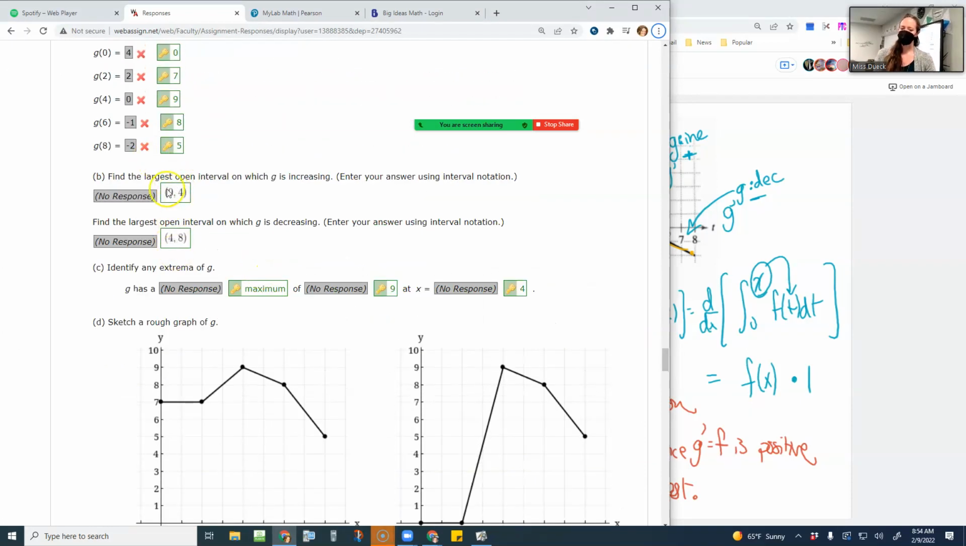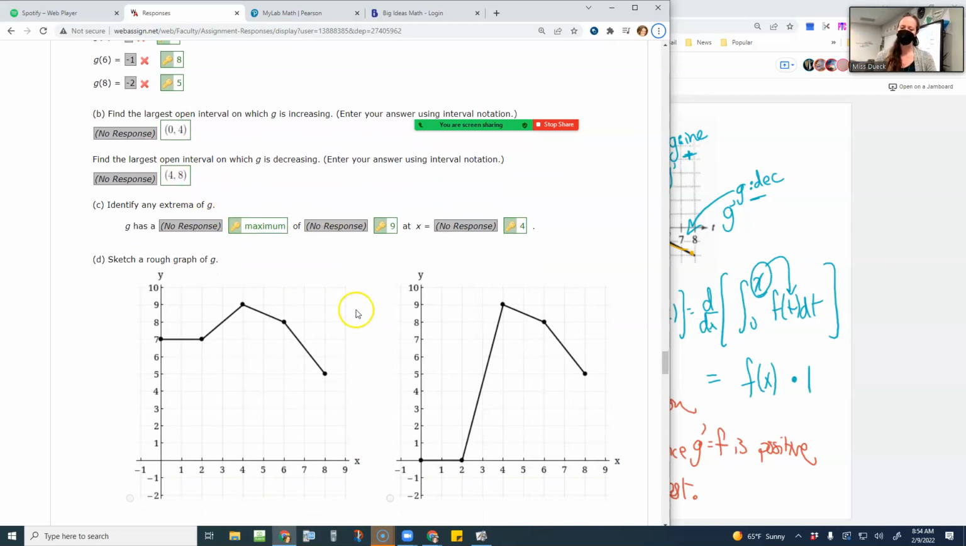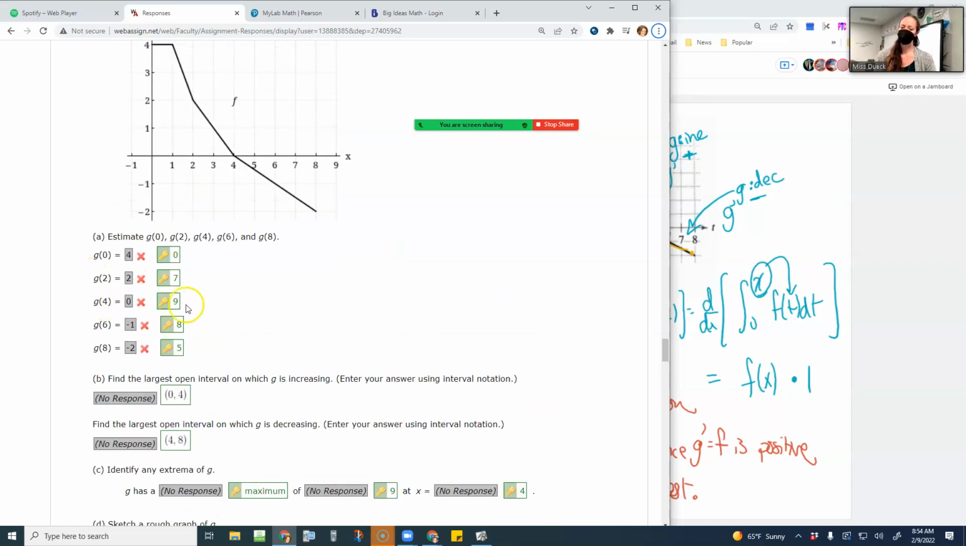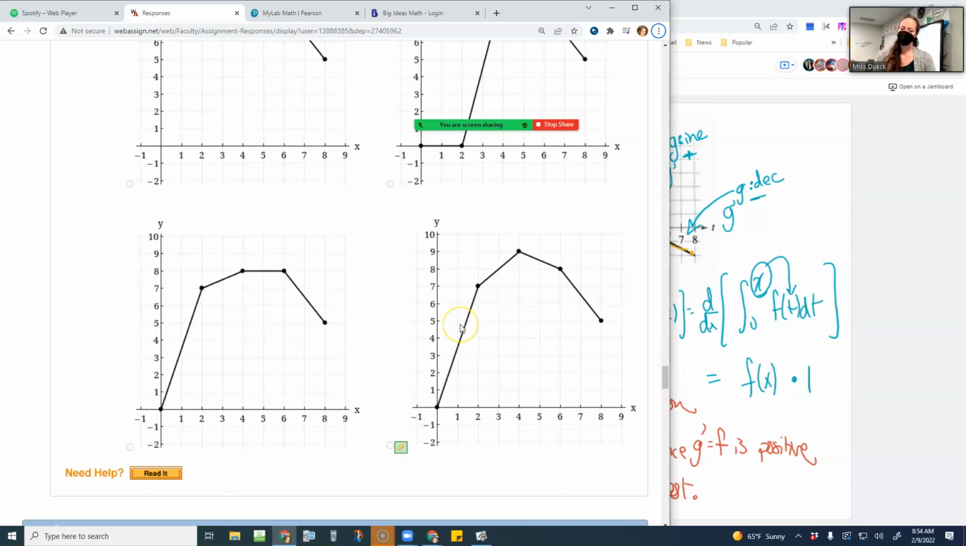They actually had you talk about increasing and decreasing, and if you follow the motion, of course, that's going to be a relative max, and they have you give the point, which you should know from up here, G of 4 is 9, and then make the rough sketch of it.